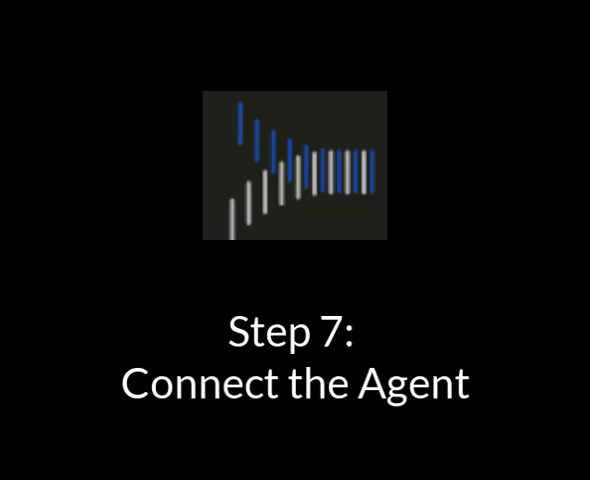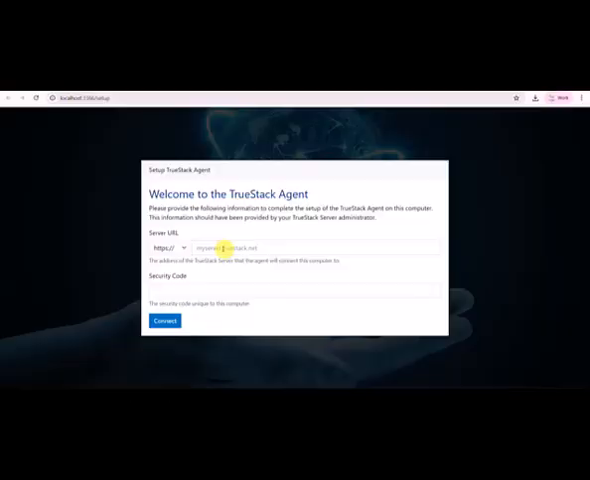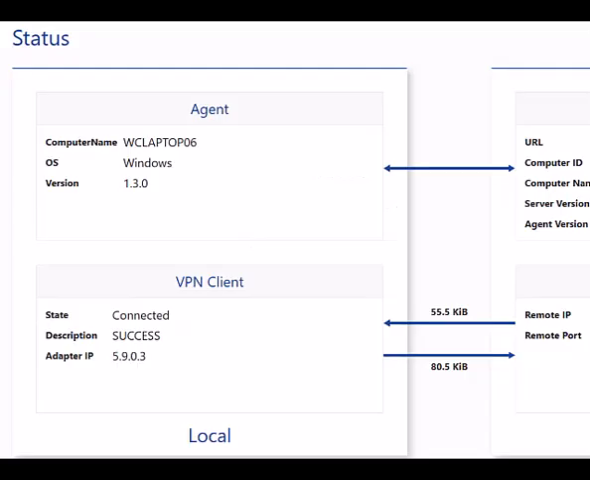Step 7. Connect the agent. After installation, a web browser opens automatically. Enter the TrueStack server URL provided by the administrator and the security code for that computer. Click Connect to complete setup. After connection, the browser window can be closed.